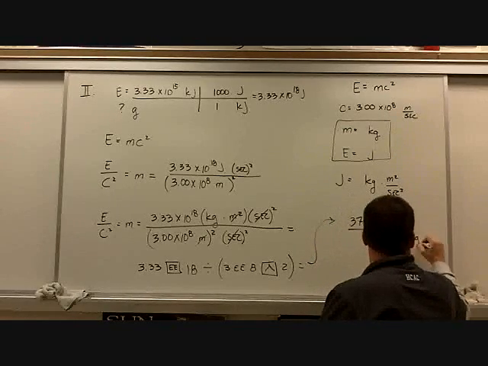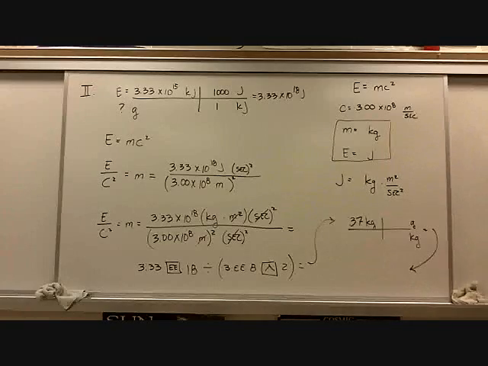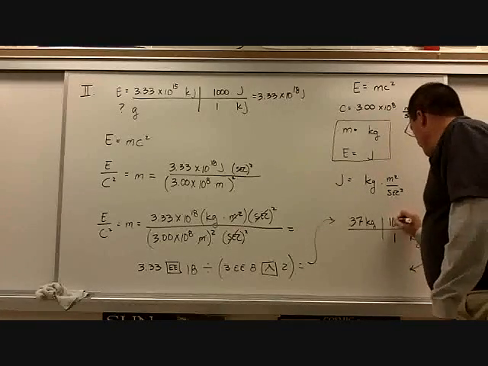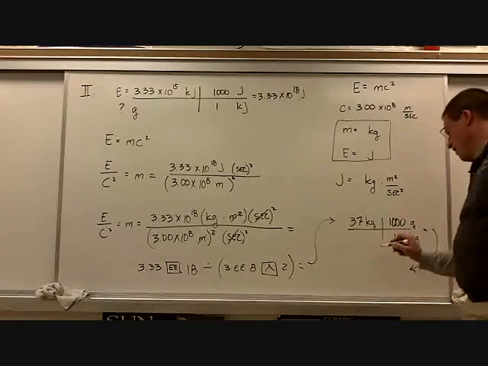So, kilogram here, gram here. Which one's bigger, kilogram or gram? Kilogram, very good. And there's 1,000 grams. So how many grams do we have? 37,000.